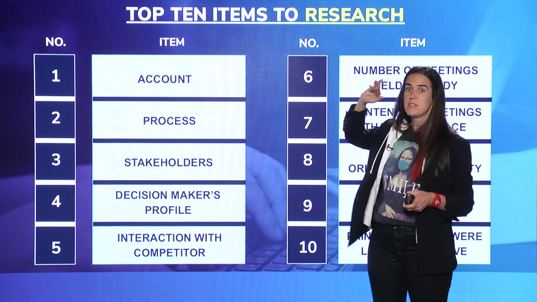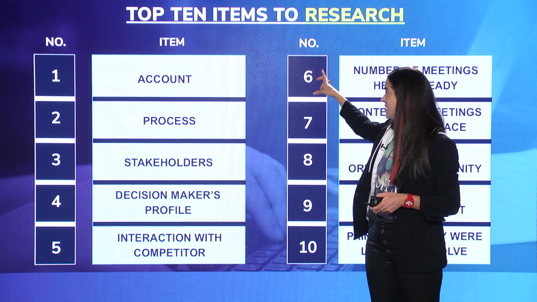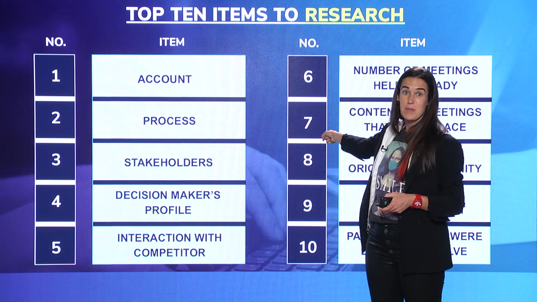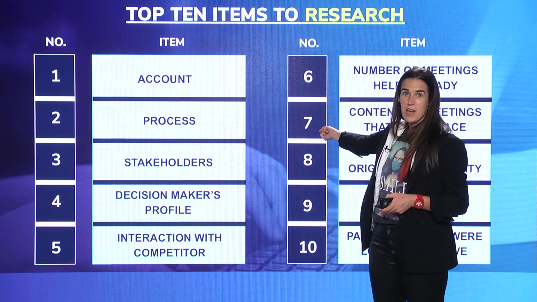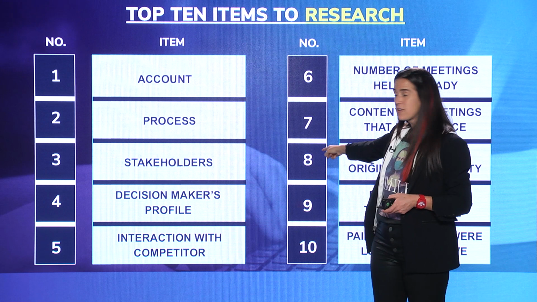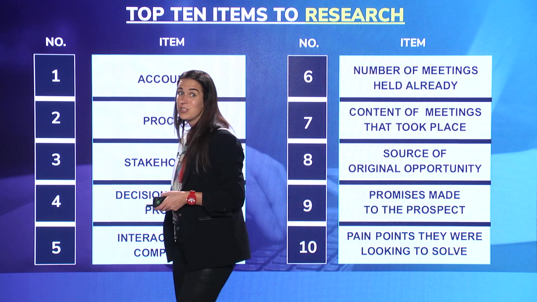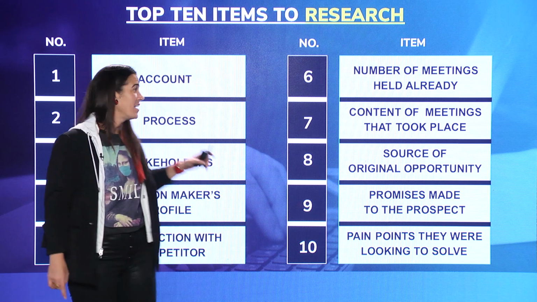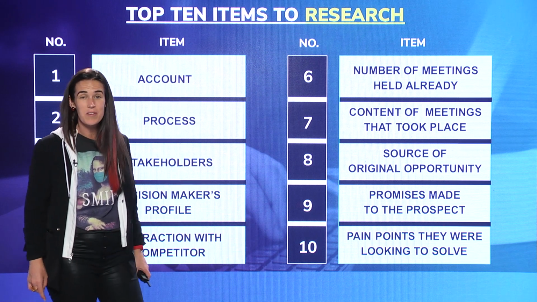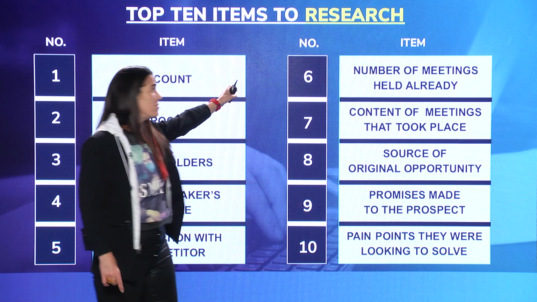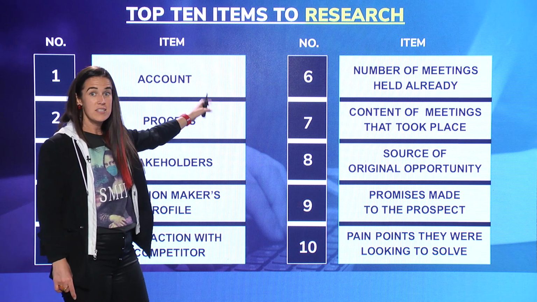Number 1, start from the top down. I would research the account. I would research the process that they had been through, the stakeholders, which we covered in the last point, the decision maker's profile, the interaction with the competitor. Is this a competitive deal? Do we know anything about that? Are there intermixed mutual connections with anyone from my chief competitor? How many meetings have already happened? The content of those meetings.